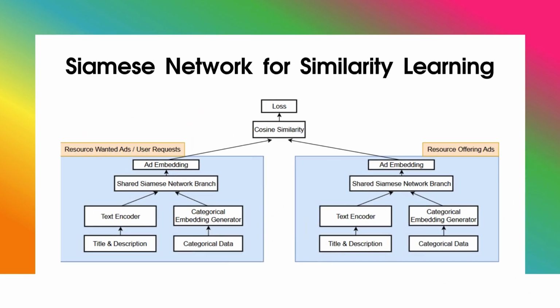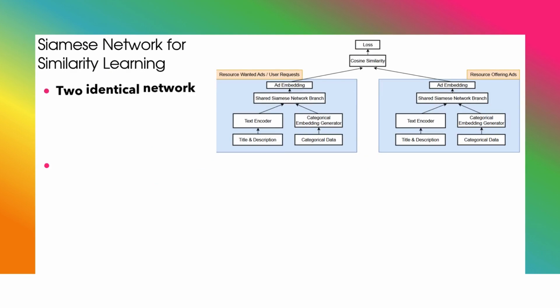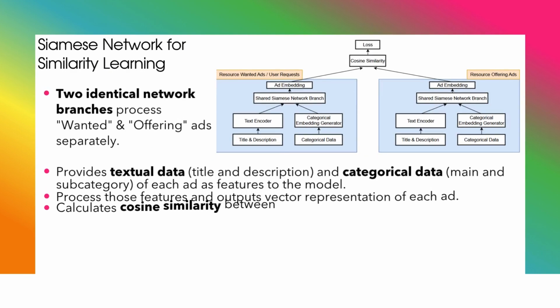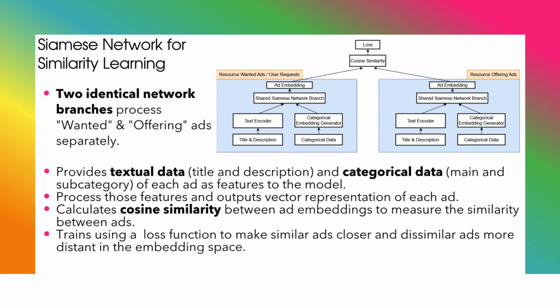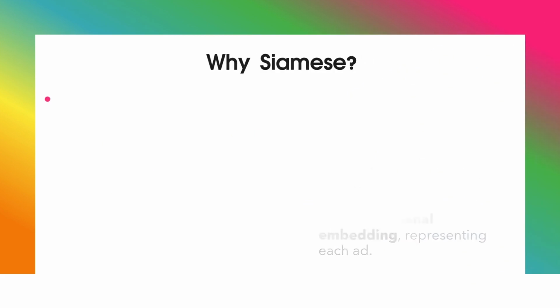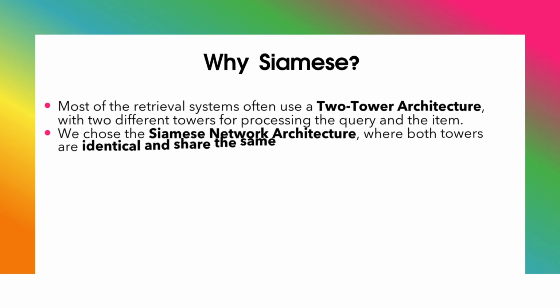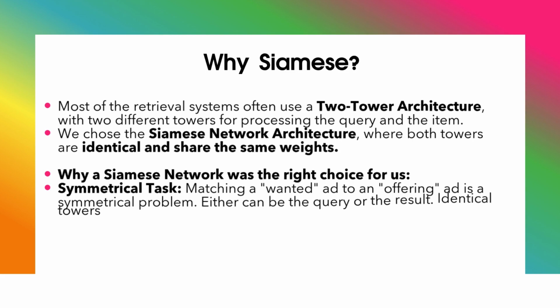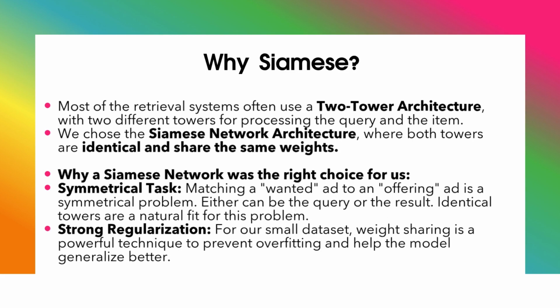For the matching task, we used a Siamese neural network, which is well-suited for similarity-based problems. The architecture consists of two identical branches, one for the wanted ad and one for the offering ad. Each branch processes both textual features, title and description, and categorical features, main and subcategory, and outputs a fixed-length embedding vector. The similarity between ads is then measured using cosine similarity, allowing the model to identify the most relevant matches in the embedding space. We chose this architecture over the traditional two-tower models because our task is symmetrical. Either ad can serve as the query, and shared weights help regularize the model, especially in a low-resource setting.